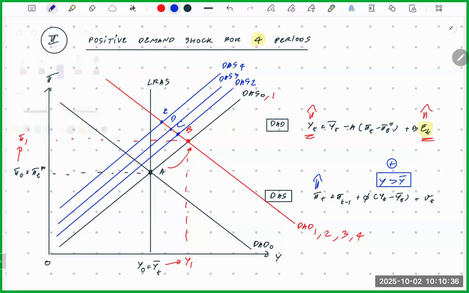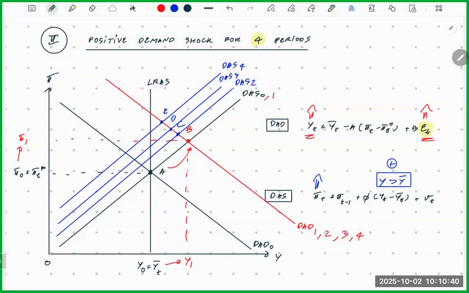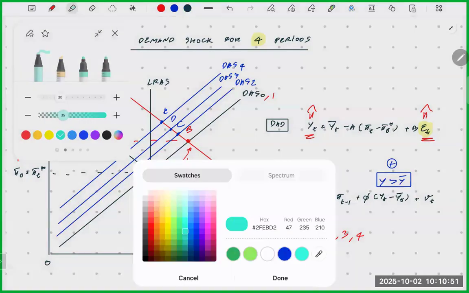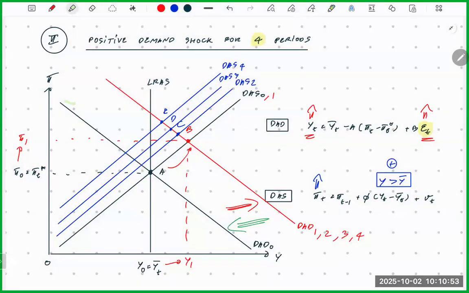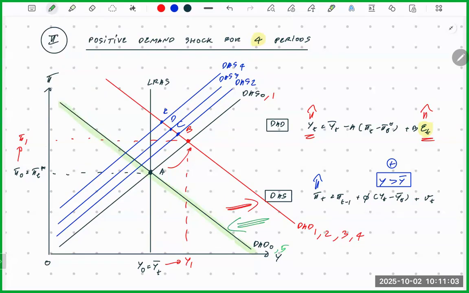Then change to the green color. Demand is going back to the left. It used to shift to the right, now it goes back to the left. Go back to the normal demand curve, which is here, the green color. Good. I put comma 5 here, day 5.